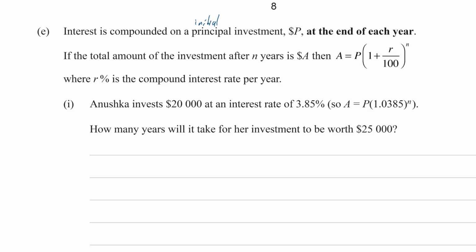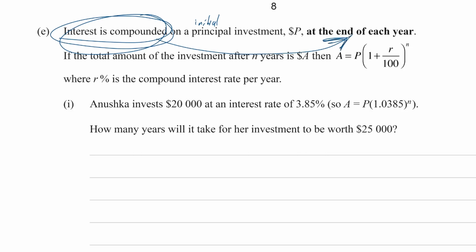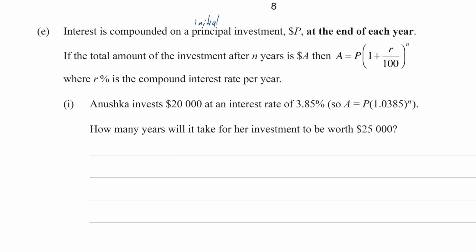What? Let's read that again. Interest is compounded on a principal investment at the end of each year. Okay, so the interest comes at the end of each year from your starting amount. Got it. So if the total amount of the investment after n years is an amount A, it is equal to your principal amount times this rate factor, 1 plus the rate over 100, all to the power of n.